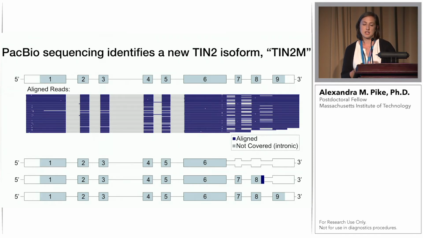So we saw TIN2 short, we saw TIN2 long, and then we saw this new isoform, which we're calling TIN2 medium because we're really creative. And that is basically the same as TIN2 long, except that it retains the last intron, which has a little bit of coding sequence before it hits a stop codon. And so what's interesting about TIN2 medium and TIN2 long is they both retain that conserved patch of amino acids that TIN2 short doesn't have.